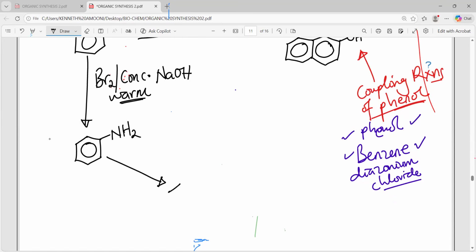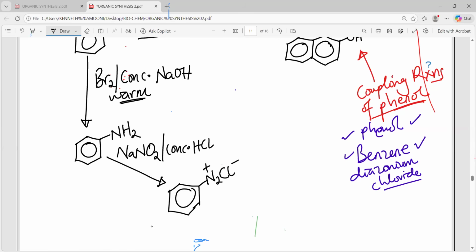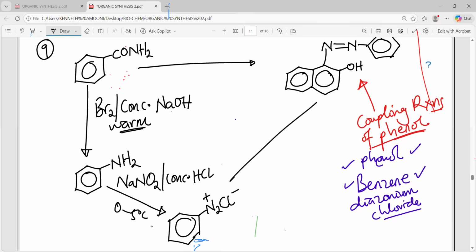And then after, you're going to form that phenylamine or aminobenzene. Then from aminobenzene, you can go ahead and produce benzene diazonium chloride. How do you do that? You're going to use sodium nitrite in the presence of concentrated hydrochloric acid between 0 to 5 degrees Celsius. Then from here, you can produce that compound directly.